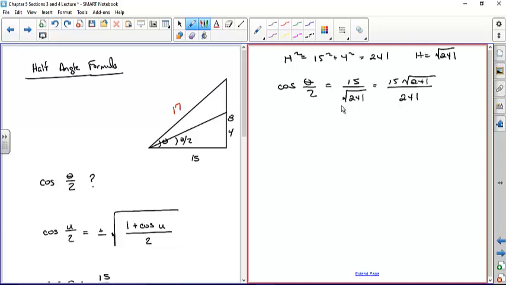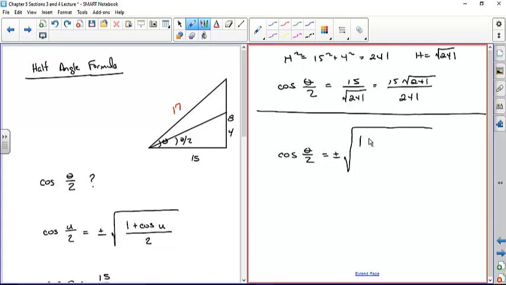Okay, so that's geometry. Now, if I use this formula, it says the cosine of theta over 2 is equal to plus or minus the square root of 1 plus the cosine of theta, but the cosine of theta is 15 over 17, adjacent over hypotenuse. And I divide that by 2. So let's see what I get.